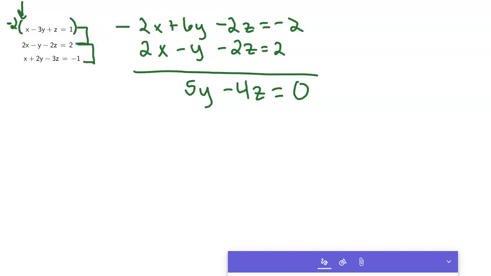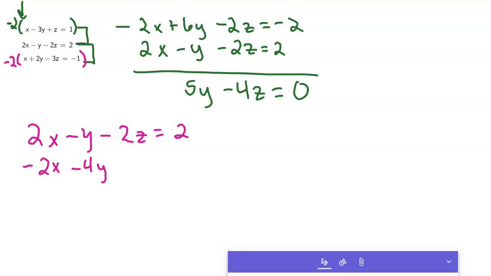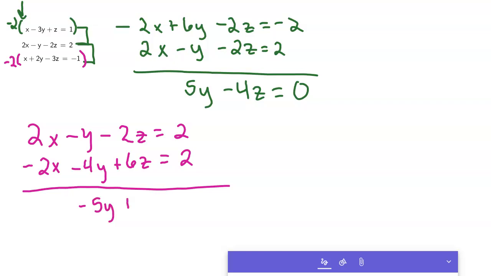And so what we're going to have to do here is multiply this one by negative 2 and leave the middle one the same. So you'd have 2x minus y minus 2z equals 2. You're going to have negative 2x minus 4y plus 6z equals 2. You add down, and you would have negative 5y plus 4z equals 4. Okay, and so we have these two equations.